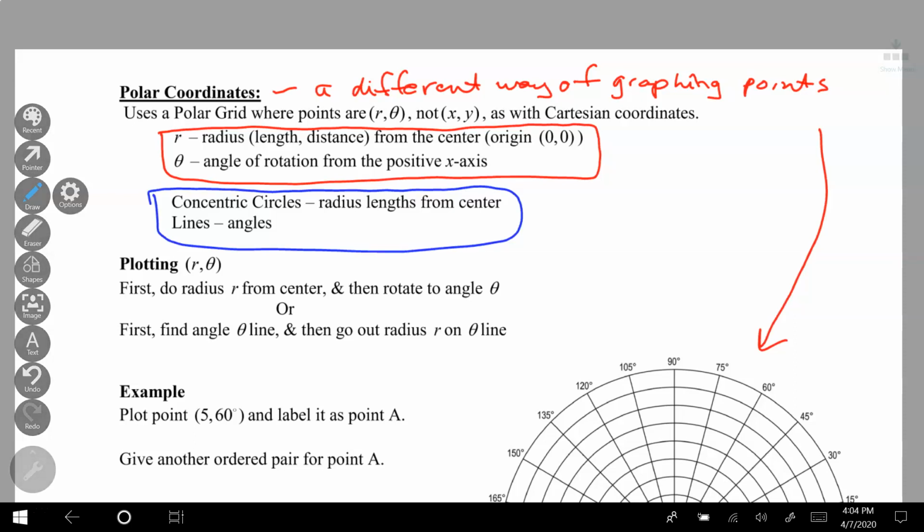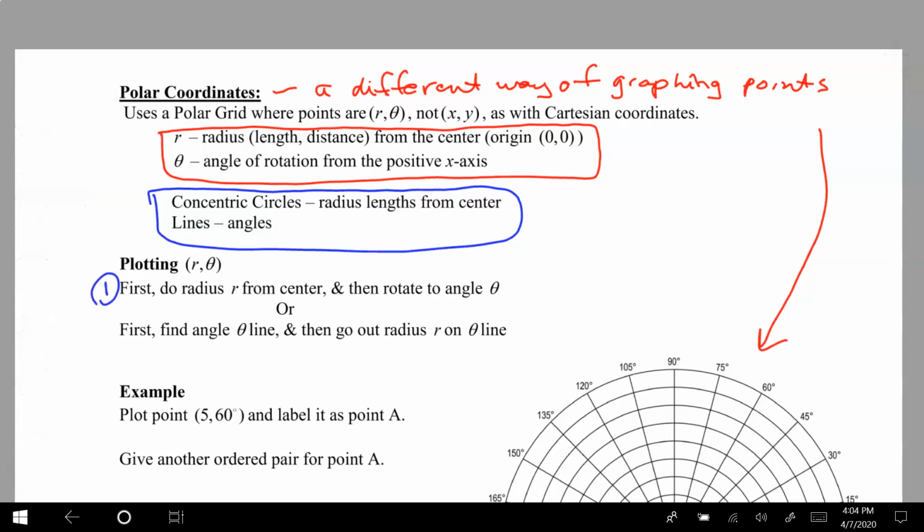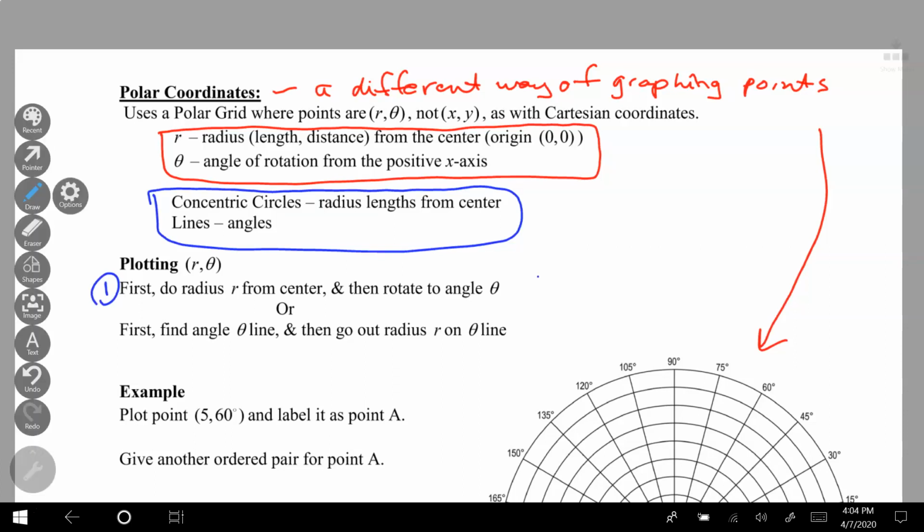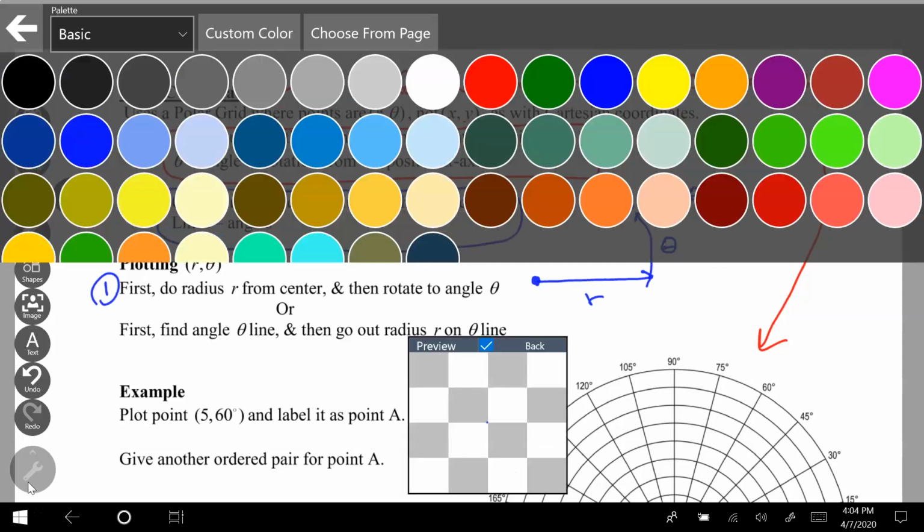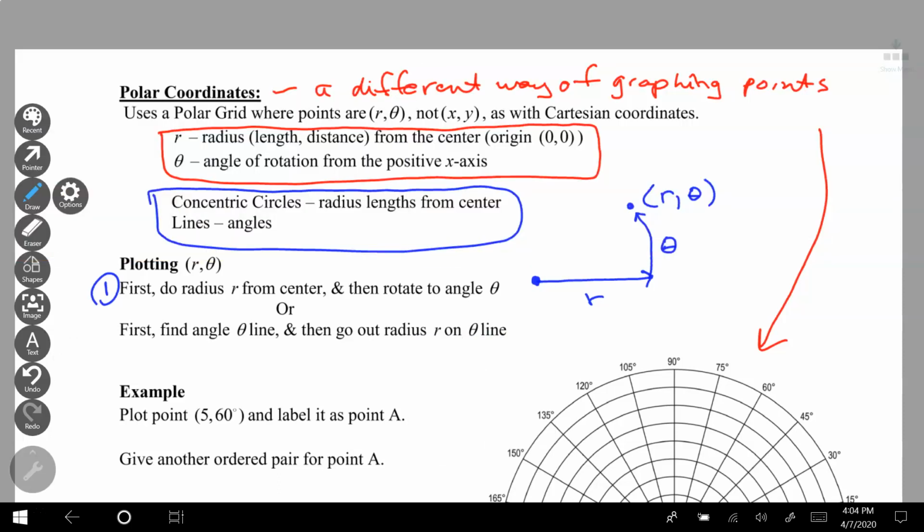So how do we plot points? Well, there's two ways to do it. One way is, first you do the radius and then you rotate the angle. So if I started here at 0, 0, I would go out a radius, length r, and then I would rotate whatever angle I wanted, and I would get the point r, theta. Another way to do this is to do the angle first and then go out the radius r.